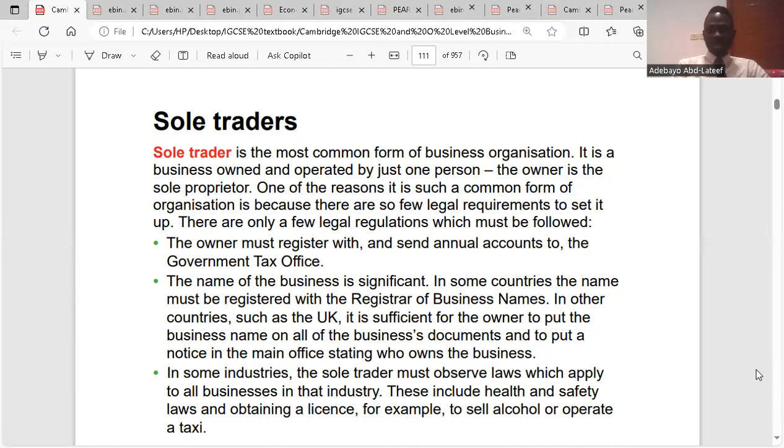In other countries such as the UK, it is sufficient for the owner to put the business name on all of the business documents and to put a notice in the main office stating who owns the business. Because as a sole trader, you have unlimited liability. As a result, the business is just you. So whatever documents you have regarding the business can be in your name or in the name of the business. Your business name can still be your name. That's what we're talking about, because it's a sole trader. Clear?